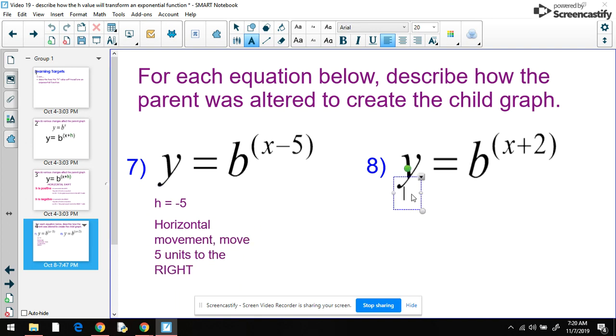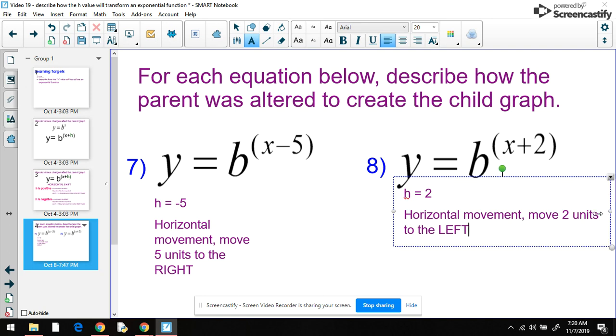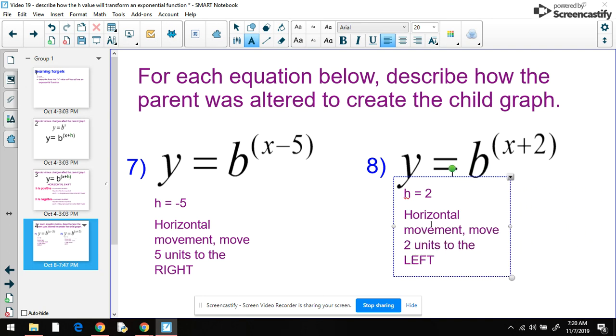negative number. Now here we can see that h is equal to +2, which means we're going to have a horizontal movement, and we're going to move 2 units to the left. Again, this is the opposite of what we expected. h moves the opposite. So we're going to move this whole entire graph 2 units to the left.